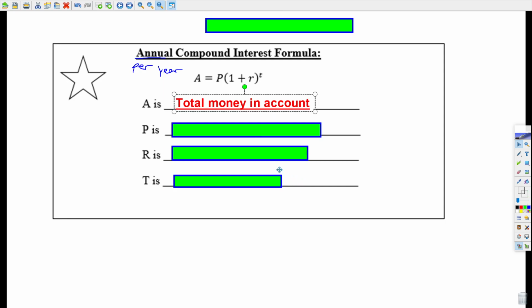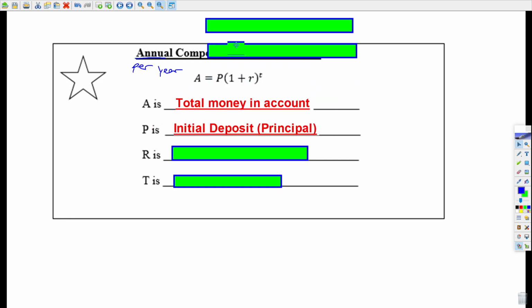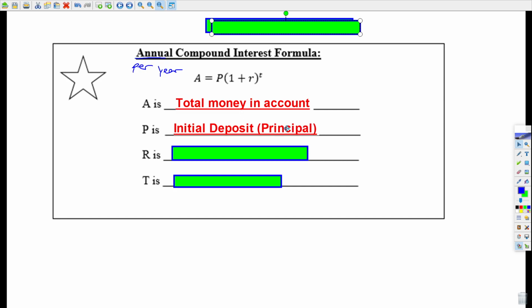Like what we calculated was after 2 years, we had $2,205. P stands for the word principal. I don't know if you've ever heard that word before relating to money, but if you don't understand what that means, it just means your initial deposit.